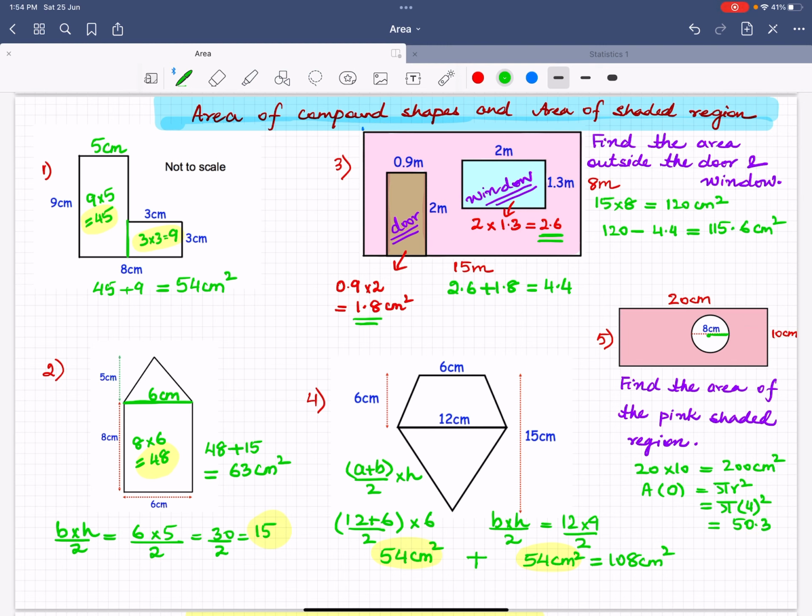Now all we need to do is from the area of the bigger shape, subtract the area of the smaller shape. Area of the bigger shape was 200. We need to subtract the area of the circle, or the smaller shape, 50.3, and we get the area of the shaded region as 149.7 square centimeters.